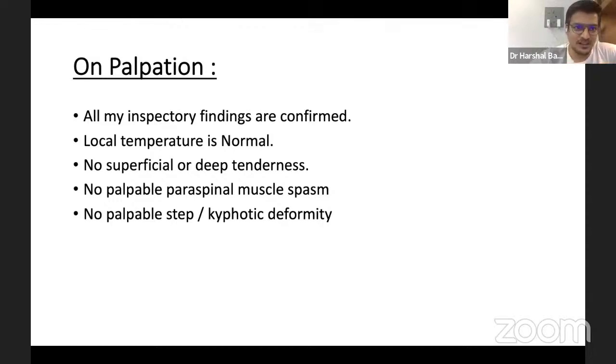And what is the significance of tenderness here in cervical myelopathy? Sir, if there is local tenderness, a deep tenderness, then it might be due to a localized infection like tuberculosis and abscess formation. Okay, carry on.